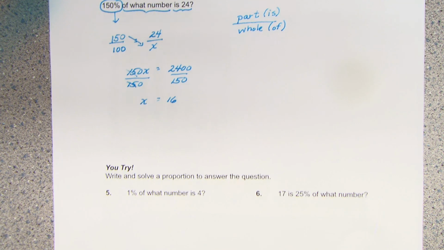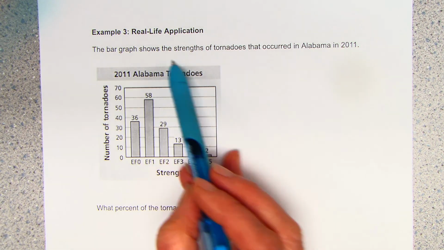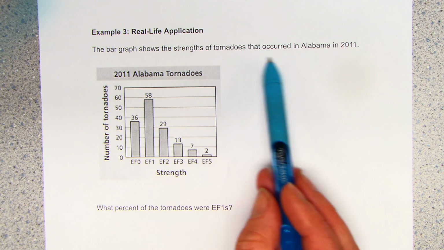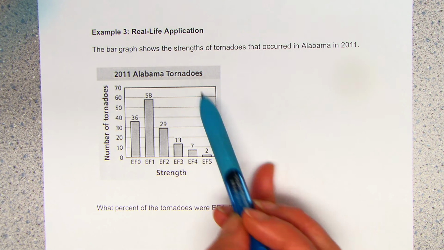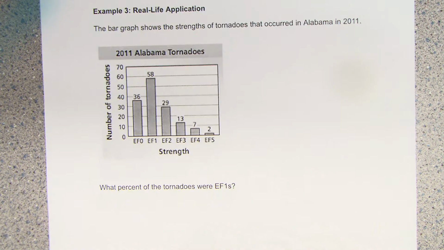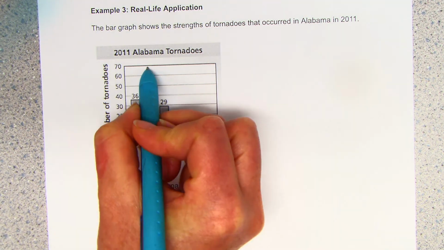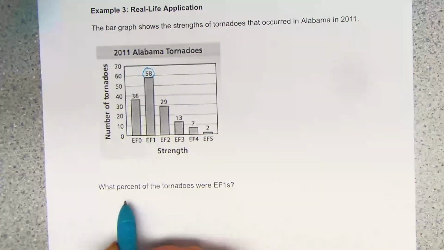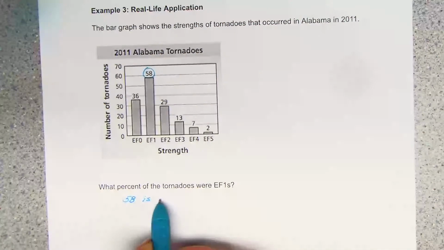These problems are the same. And then there's the real life application that uses a graph. It says the bar graph shows the strength of the tornadoes that occurred in Alabama in 2011. The first time I read this, I thought it said tomatoes. That would have been a very silly problem indeed. All right, so it says 1% of the tornadoes were EF1s. So looking at my graph, I see that I have 58 EF1s.